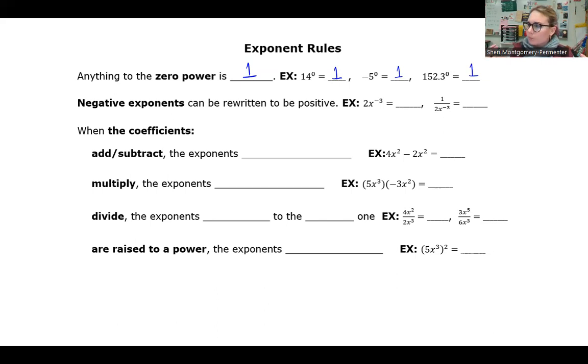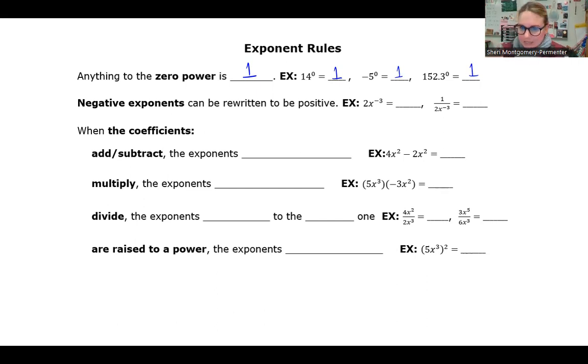So don't break your brain trying to think about it. Anything to the 0 power is 1. If you don't believe me, grab a calculator. Let's test it out. Well, I'm wondering why. In math, why does that occur? It has to do with logarithms.